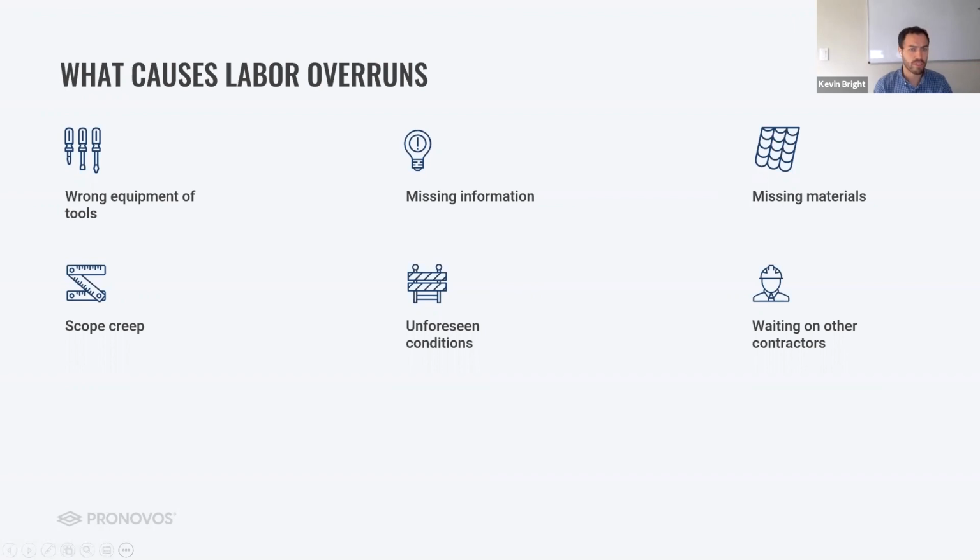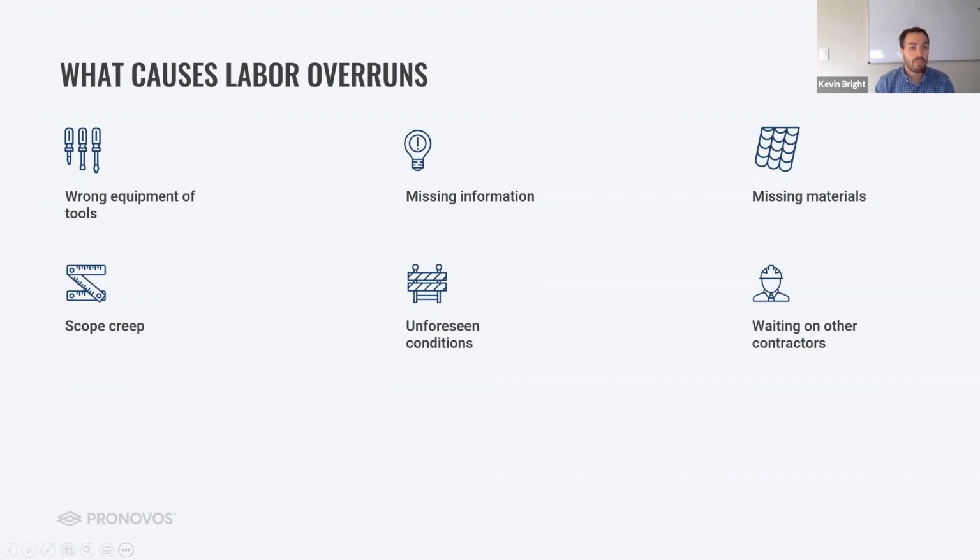Those are the main culprits we tend to see that contribute to labor overruns. Now, the most important thing that I want to point out here is what's not on the list, okay? What you don't see listed here is that the guys in the field are moving too slow. That very rarely is the underlying cause of labor overruns.